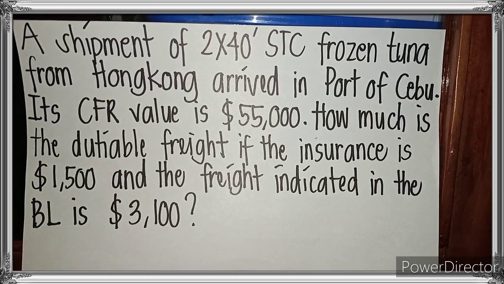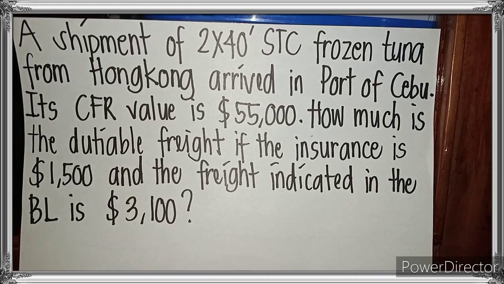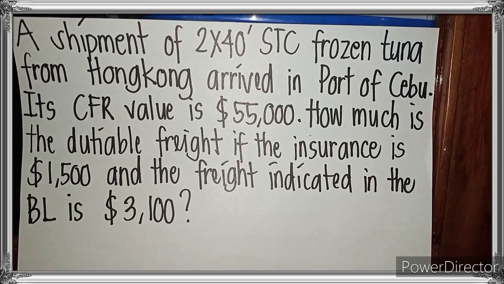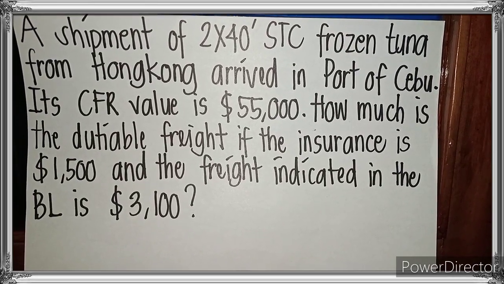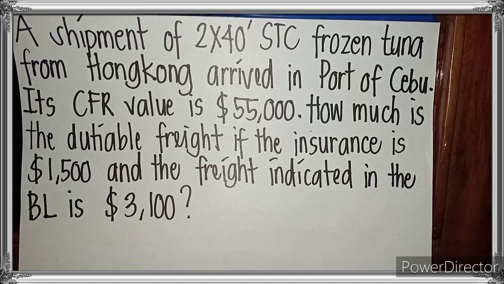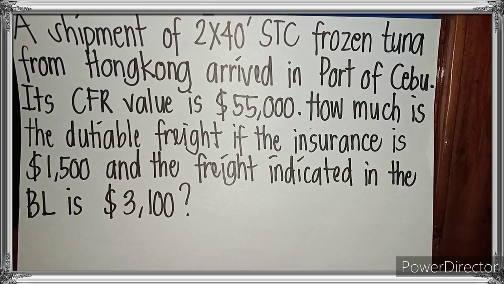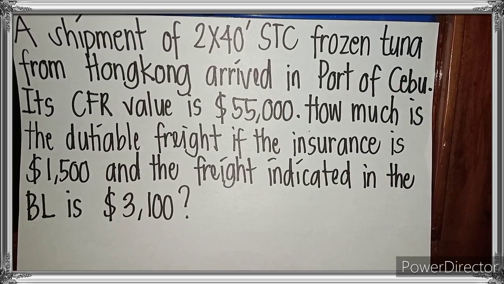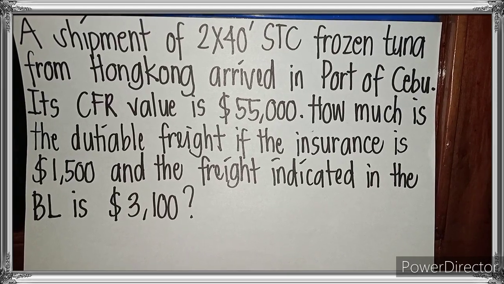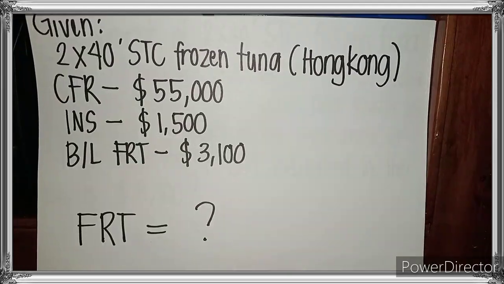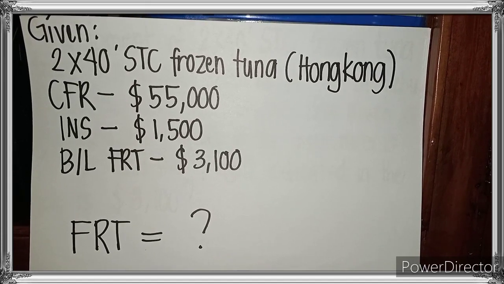Next problem is: a shipment of 2x40 STC frozen tuna from Hong Kong arrived in the Port of Cebu. Its CFR value is $55,000. How much is the dutiable freight if the insurance is $1,500 and the freight indicated in the bill of lading is $3,100? So take note of the given information in the problem.